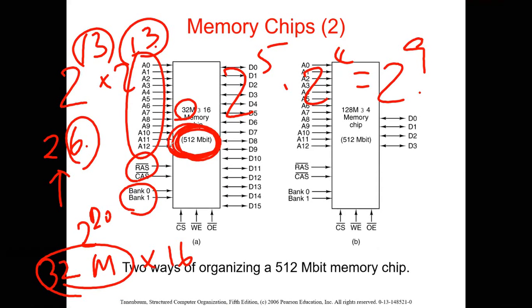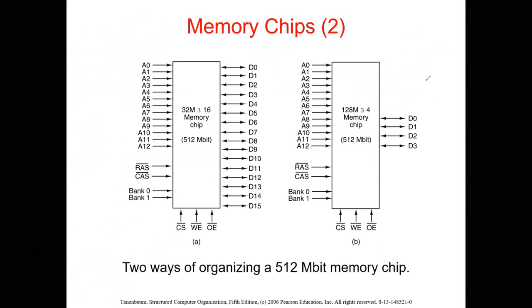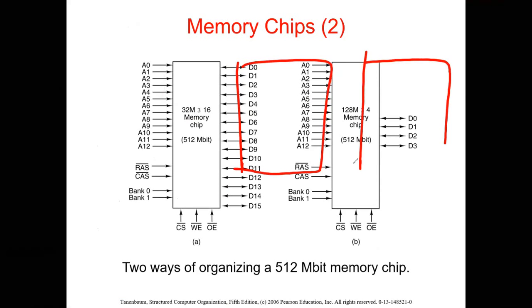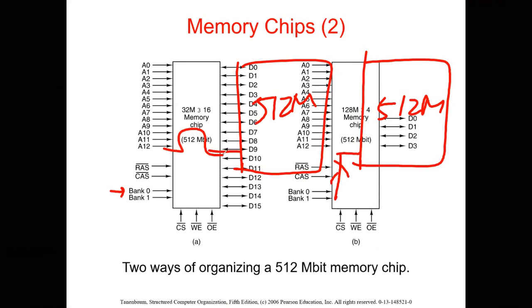Then what is the control for bank 1, bank 2 now? I can have this one 512 megabit and this one 512 megabit, and this one is enabled by bank 0, and this one enabled by bank 1. So when bank 0 is active, this one gets selected. When bank 1 is selected, this one gets selected. What do banks do? They select whether the chip gets selected or not.